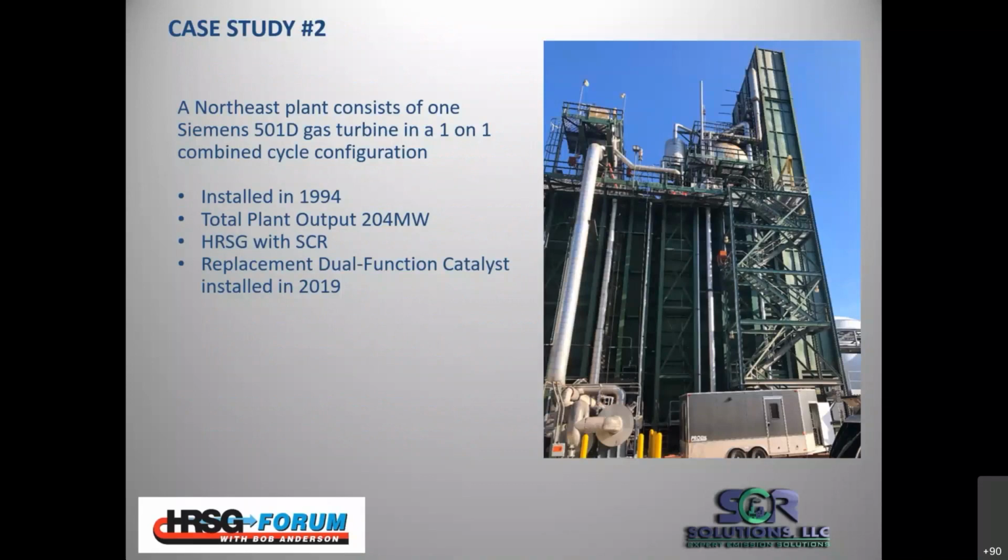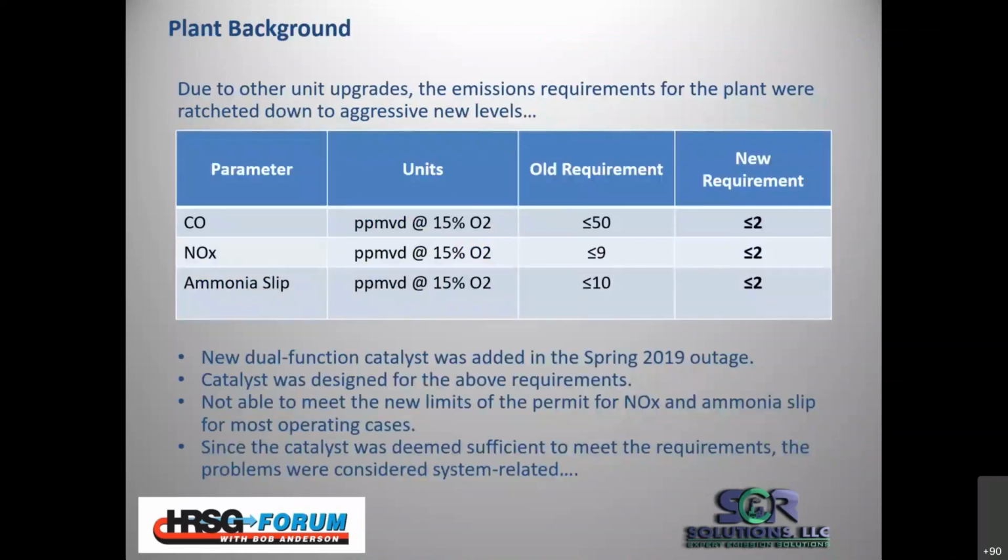So this is a plant in the Northeast. It's a single 501D gas turbine, installed in '94. Smaller plant, output of 200 megawatts. It had an HRSG with SCR that was also installed in '94. And in 2019, they installed dual function catalyst, and I'll explain why they did that.